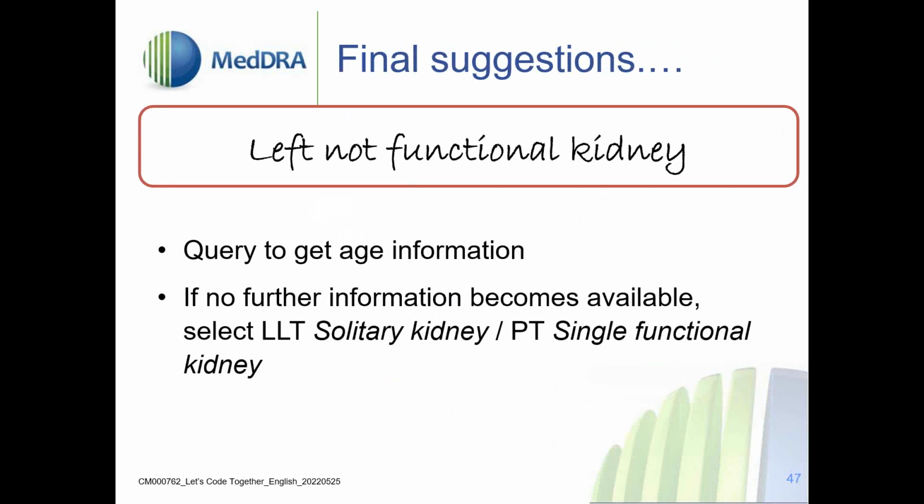So this is where a number of you are going to query, and that is what we would suggest. Firstly, we would query it to get the age information, and if no further information does become available, we would select the LLT solitary kidney with a PT of single functional kidney. And you saw that, most importantly, I checked the hierarchy to make sure that that wasn't a congenital term and I wasn't making an assumption.